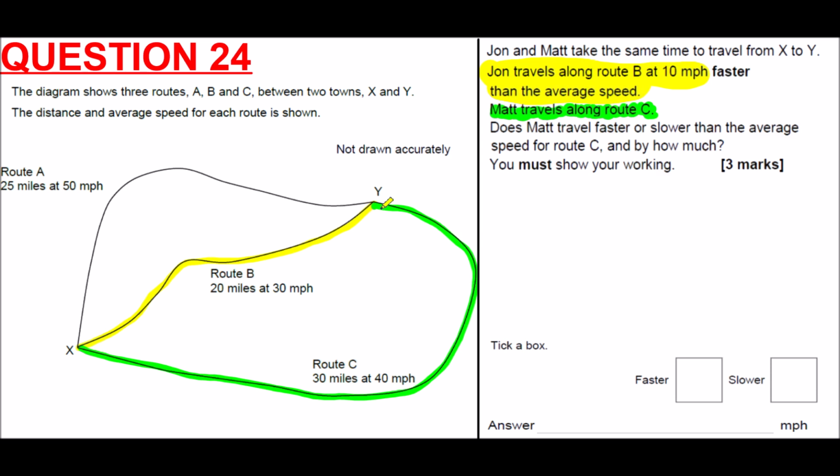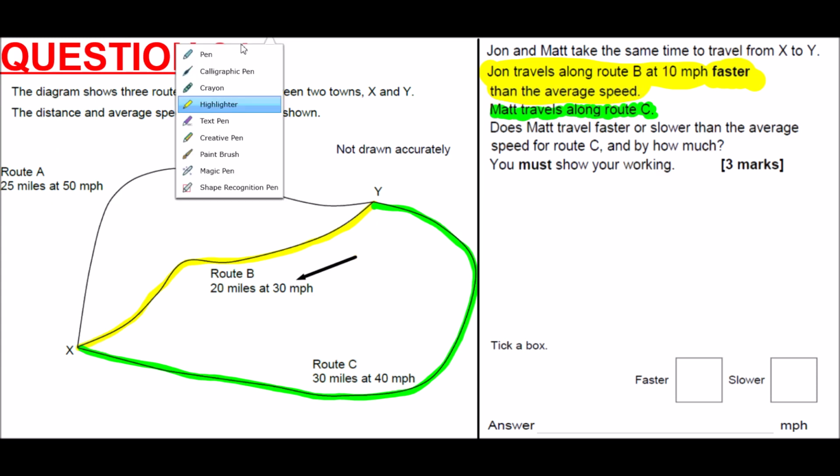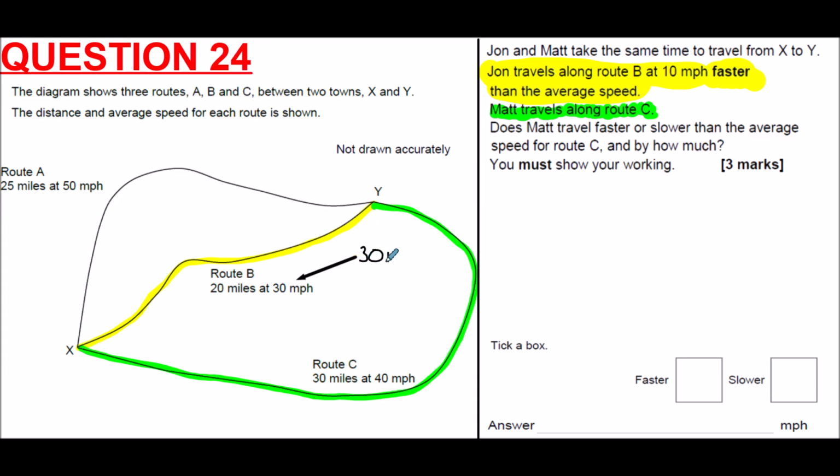Well, first of all, let's have a look what we're told about John. He's going to travel along route B, but it's going to be 10 miles per hour faster than the average speed. And so the average speed for route B is 30 miles per hour. And so if he's going 10 miles per hour faster than that, he'll be travelling not at 30 miles per hour, but he'll be travelling at 40 miles per hour. So 30 plus 10. 30 plus 10 would be 40. So we're adding 10 because we're told that it goes 10 miles per hour faster than the average speed.